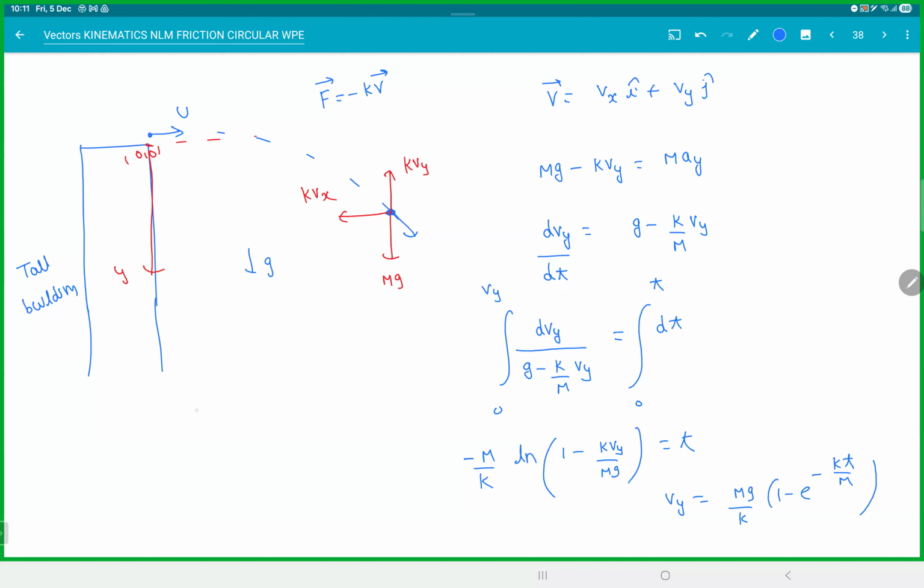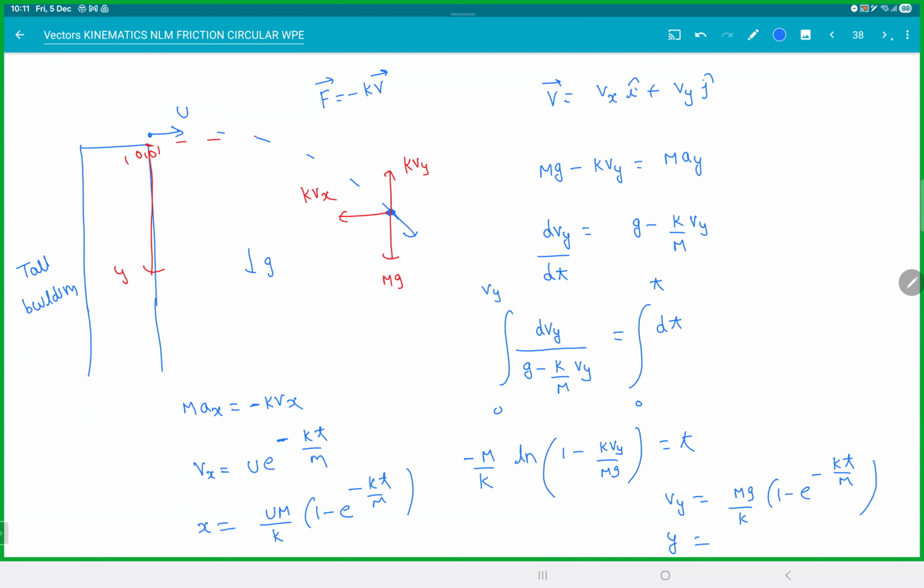Similarly, if you do it for Vx, ax will be equal to minus kVx, which is dVx by dt, and if you integrate this, you will get Vx is equal to initial velocity u into e power minus kt by m. You can integrate this again to get the x coordinate. That would be mu by k into 1 minus e power minus kt by m. Y coordinate also you can integrate. But you get some pretty interesting result here.